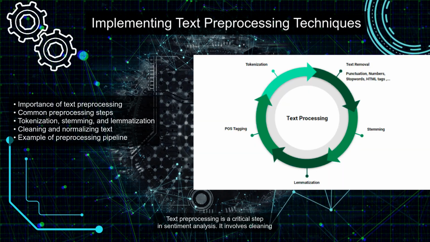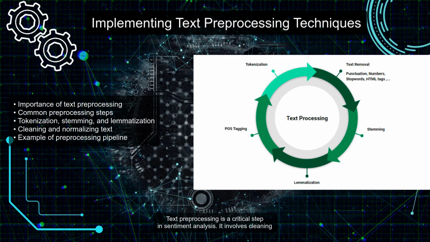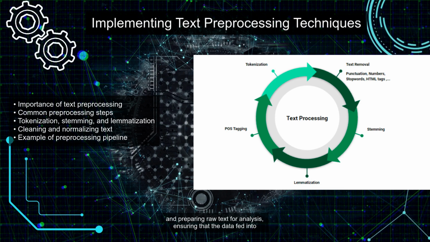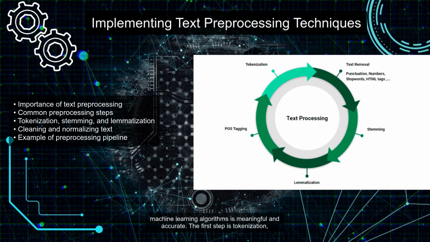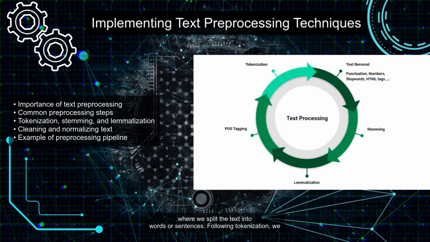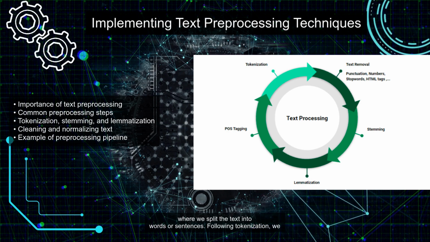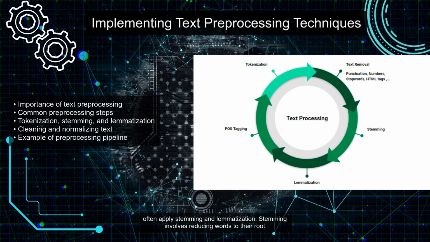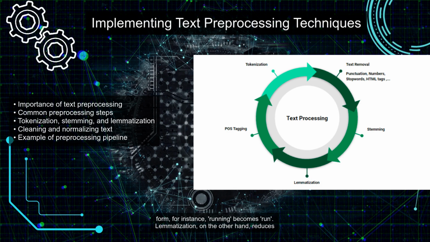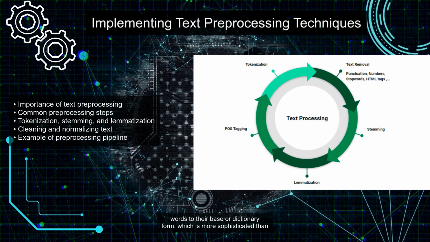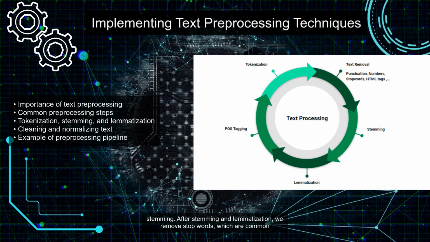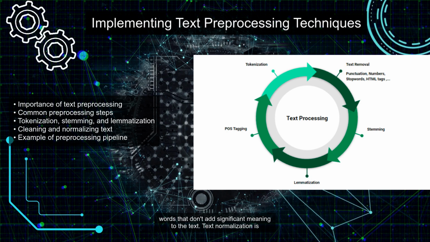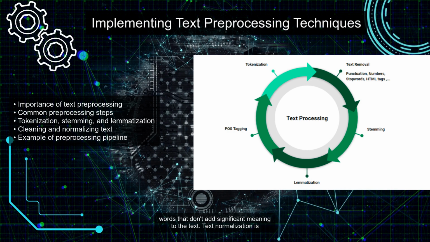Text preprocessing is a critical step in sentiment analysis. It involves cleaning and preparing raw text for analysis, ensuring that the data fed into machine learning algorithms is meaningful and accurate. The first step is tokenization, where we split the text into words or sentences. Following tokenization, we often apply stemming and lemmatization. Stemming involves reducing words to their root form, for instance, running becomes run. Lemmatization, on the other hand, reduces words to their base or dictionary form, which is more sophisticated than stemming. After stemming and lemmatization, we remove stop words, which are common words that don't add significant meaning to the text.